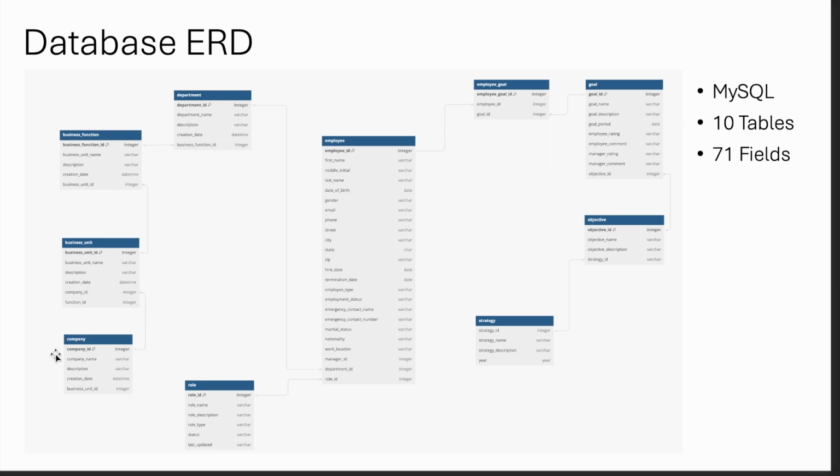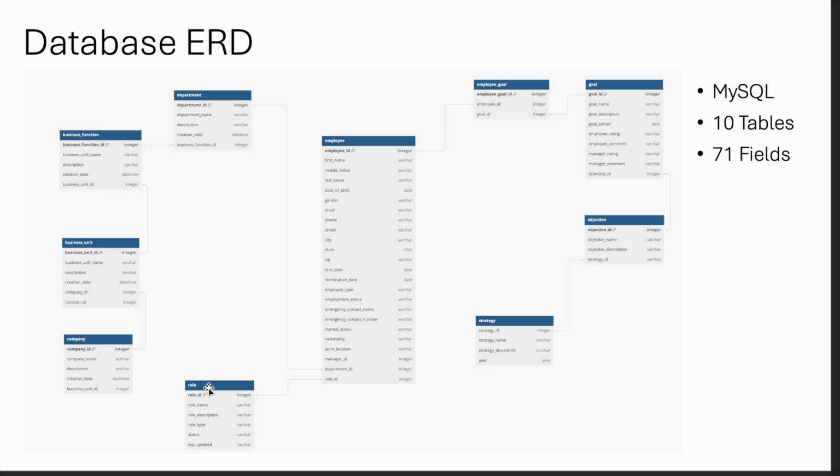And then on the left-hand side, you can see that we have company, business unit, business function, and department connecting back to our employees. So what we have here is a company has more than one business unit associated with it. A business unit has more than one function associated with a single business unit, and a business function ultimately has more than one department. And of course, a department can contain multiple employees. So this is how we're connecting the organizational hierarchy back to the employee.